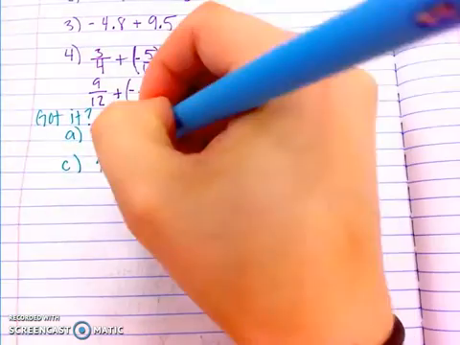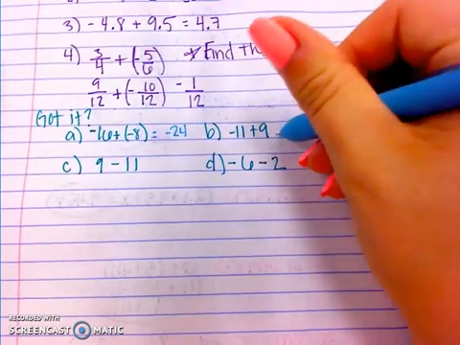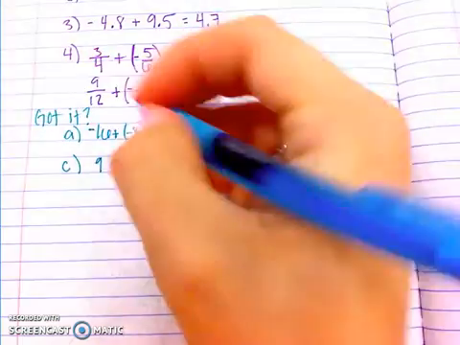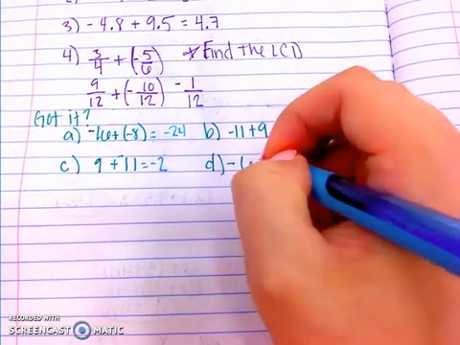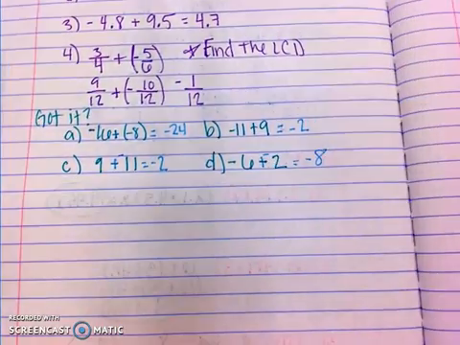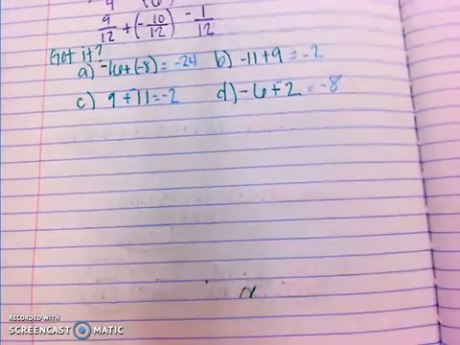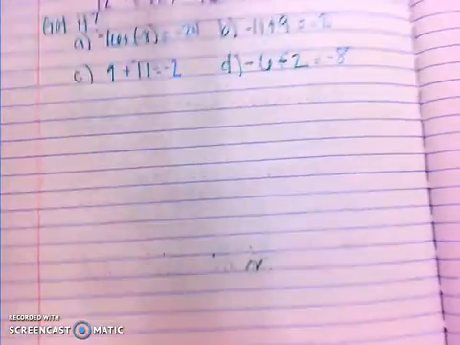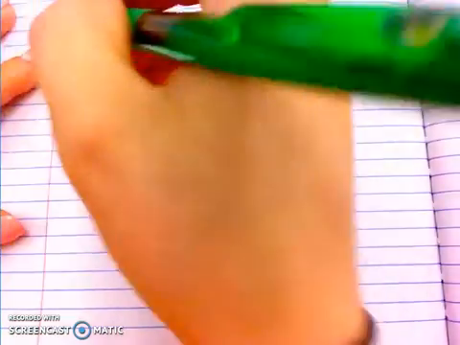You should get your answers: negative 24, negative 2, 2, negative 8. Okay. The next section, the next thing we're going to do, we're just going to keep working down. Let's look at dividing fractions.